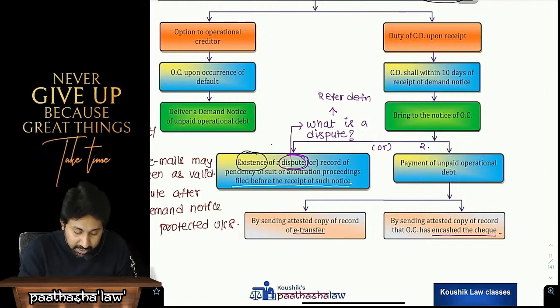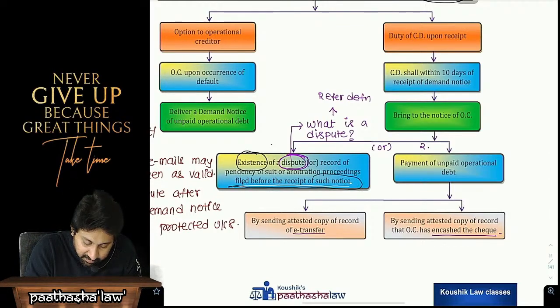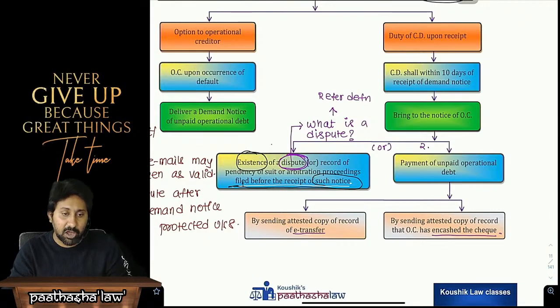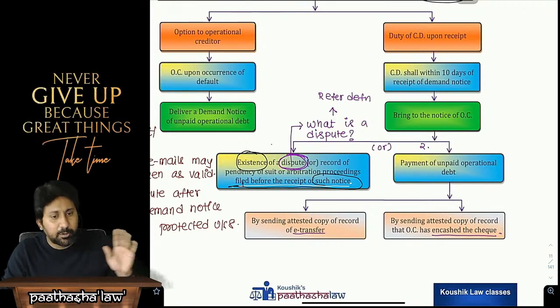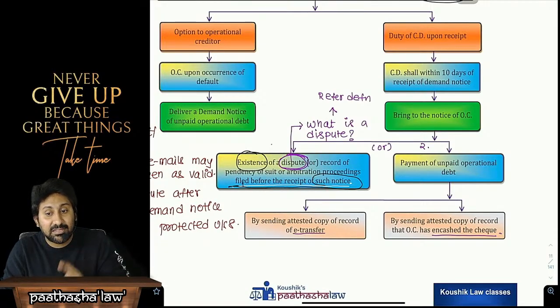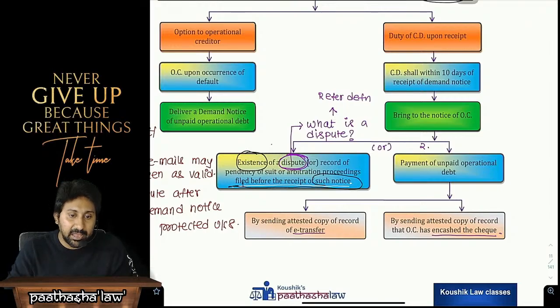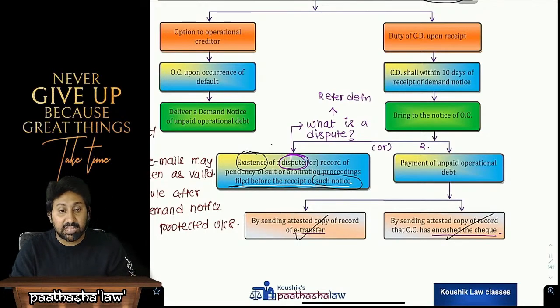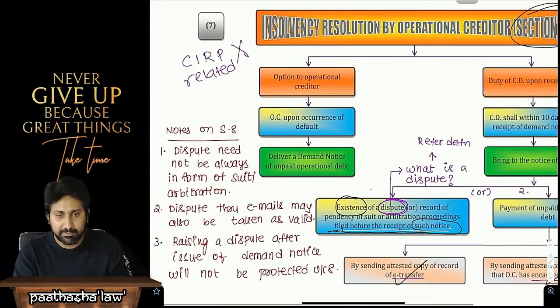The dispute should be filed before receipt of such notice. Already there is a dispute in the court, already a dispute in the arbitral tribunal, some dispute going on about quantity, quality, timing or price. Let the dispute get settled; till then I will not make the payment. Or the second answer he may give: I already paid. What is the proof? An electronic transfer or the cheque encashed by you is proof. I am attaching it with the demand notice.